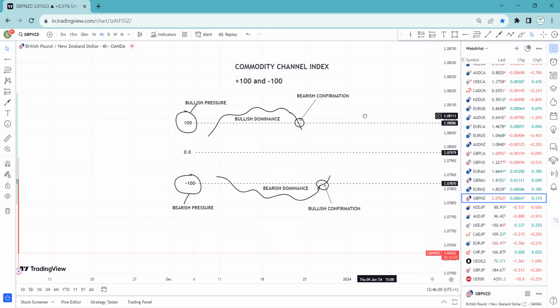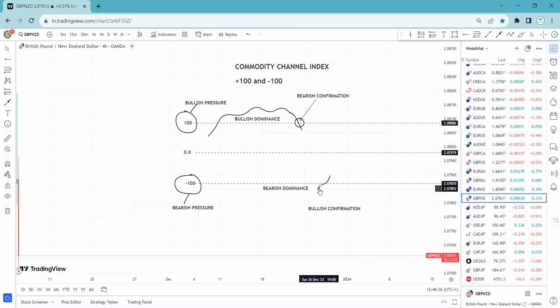So I believe we can go ahead. Confirmation number one: when the commodity channel index goes above the positive 100 and comes back below, we have bearish confirmation number one. And bullish confirmation number one is when the commodity channel index goes below the negative 100 and comes back above. That's when we have bullish confirmation number one. Now I'm going to show you some more hacks and tricks.